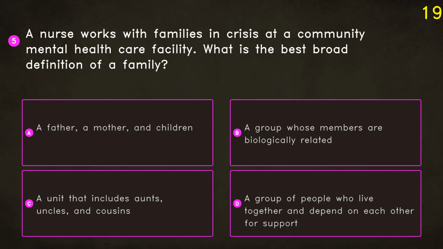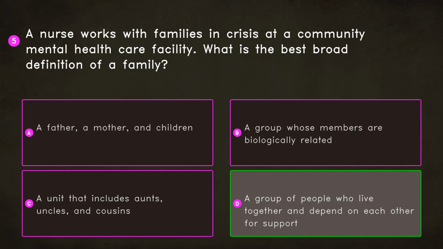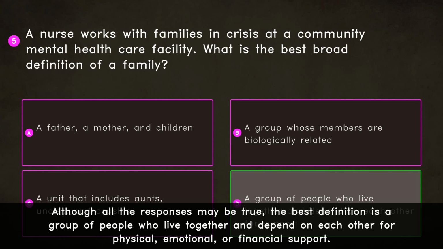Question 5. A nurse works with families in crisis at a community mental health care facility. What is the best broad definition of a family? A. A father, a mother, and children. B. A group whose members are biologically related. C. A unit that includes aunts, uncles, and cousins. D. A group of people who live together and depend on each other for support. The correct answer is a group of people who live together and depend on each other for support. Although all the responses may be true, the best definition is a group of people who live together and depend on each other for physical, emotional, or financial support.